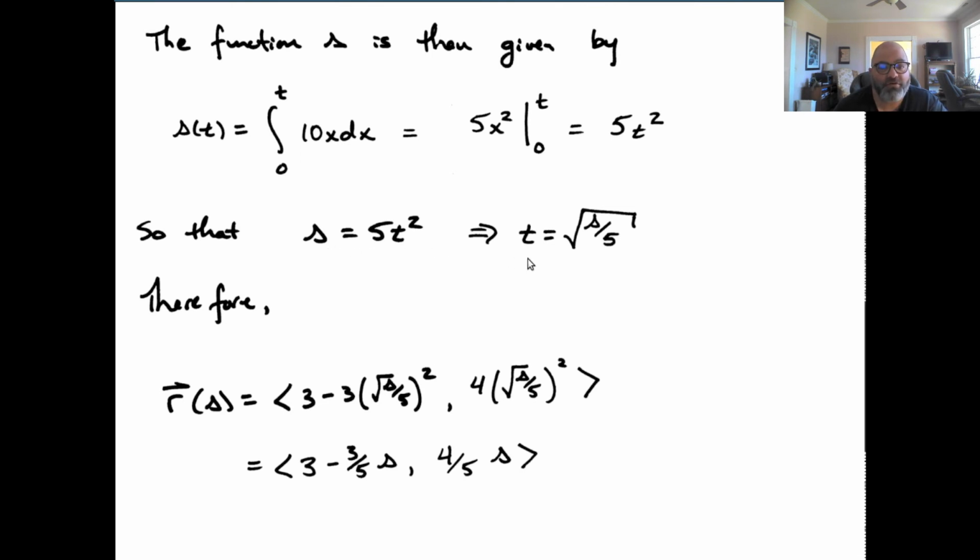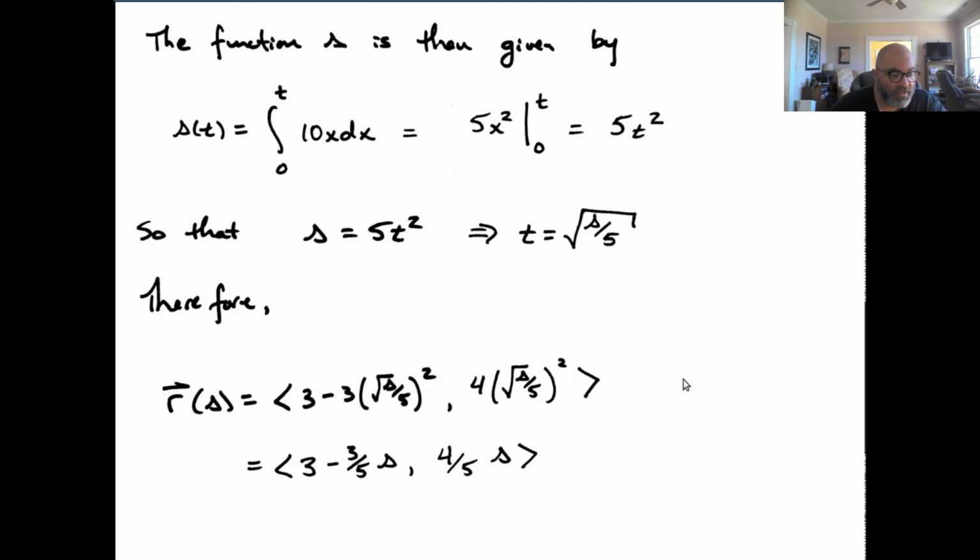This is the function that we want to be able to invert, so we take this expression and solve it for t, and we get t equals the square root of s over 5. Now if we want to reparameterize our curve with respect to s, we take this expression for t and plug it back into the original curve parameterization. So we get 3 minus 3 times the quantity square root of s over 5, squared, and 4 times square root of s over 5, squared, and that simplifies to just 3 minus 3/5 s and 4/5 s.